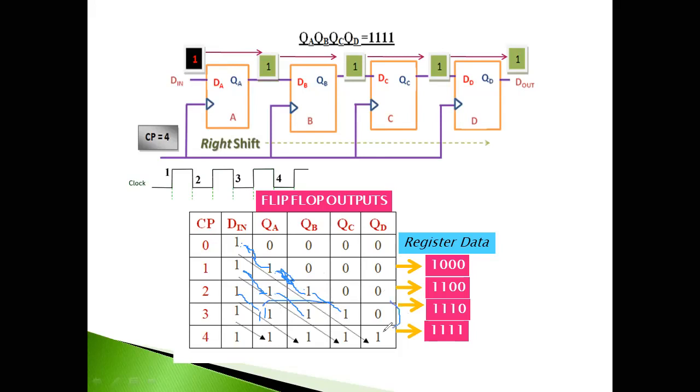When you see your data, this is your output, 1110. So in each stage, this is the output that we have placed. So this is your serial in, serial out register.